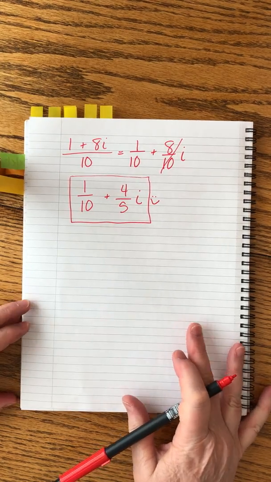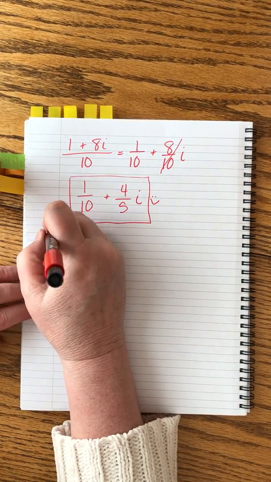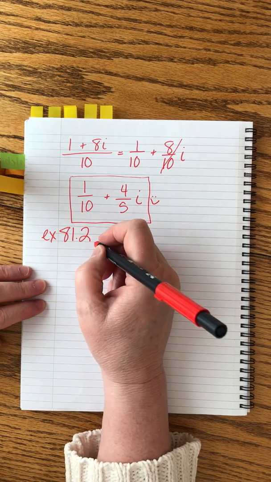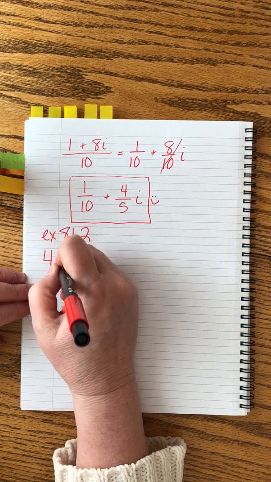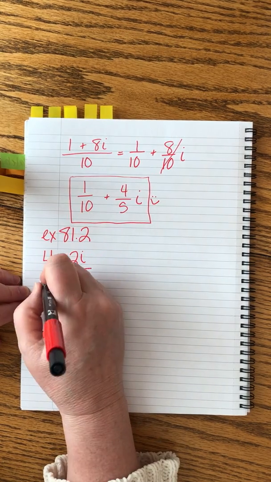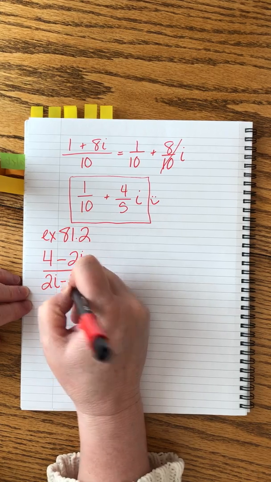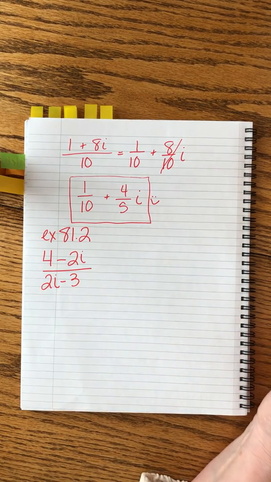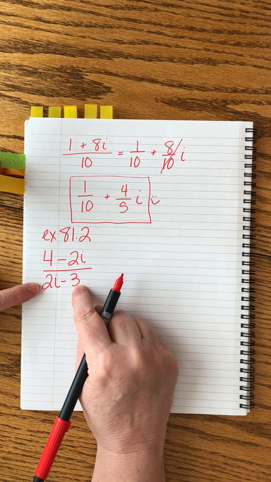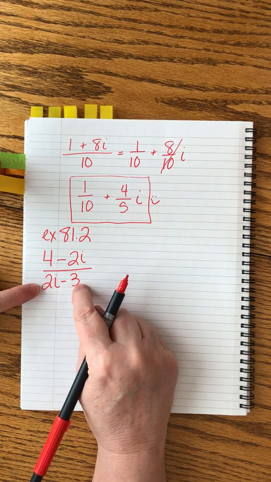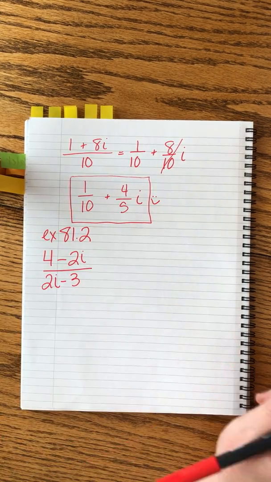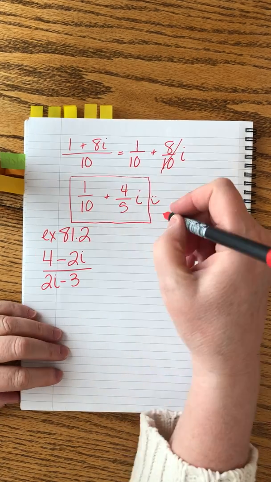Let's do another one. Example 81.2, and this is the last problem in this lesson. 4 minus 2i over 2i minus 3. Okay, now as we look at this, horrors, there's an imaginary number in the bottom. And that's bad enough, but it's also not in a plus bi order, right?